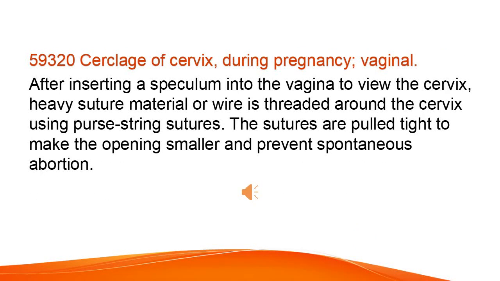Cerclage of cervix, during pregnancy, vaginal. After inserting a speculum into the vagina to view the cervix, heavy suture material or wire is threaded around the cervix using purse string sutures. The sutures are pulled tight to make the opening smaller and prevent spontaneous abortion.